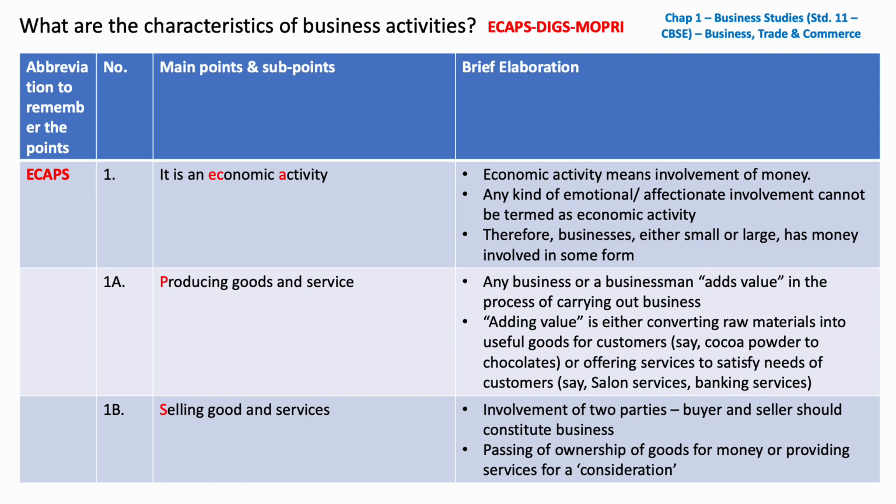And the second natural point is explaining the term adding value. It is either converting raw materials into useful goods for customers. So a small example given there is cocoa powder to chocolates. You can give any example from your life or whatever comes to your mind from your surroundings. So that is one of the definitions of adding value, or simply offering services.